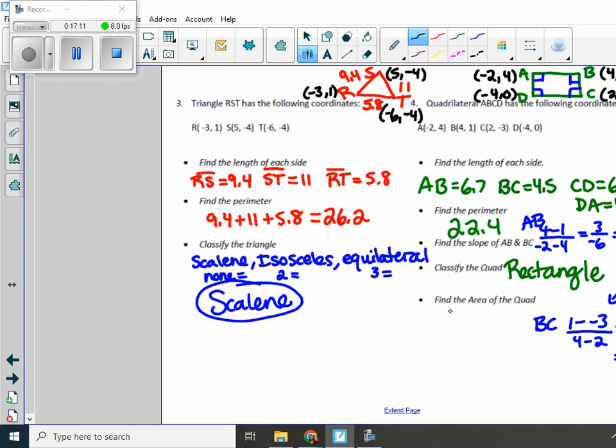Now it says find the area. We already found perimeter. What do you do for area? Length times width. So I'm doing 6.7 times 4.5, right? Okay, what'd you get for that? 30.15. Okay, 30.15. Everybody good here?